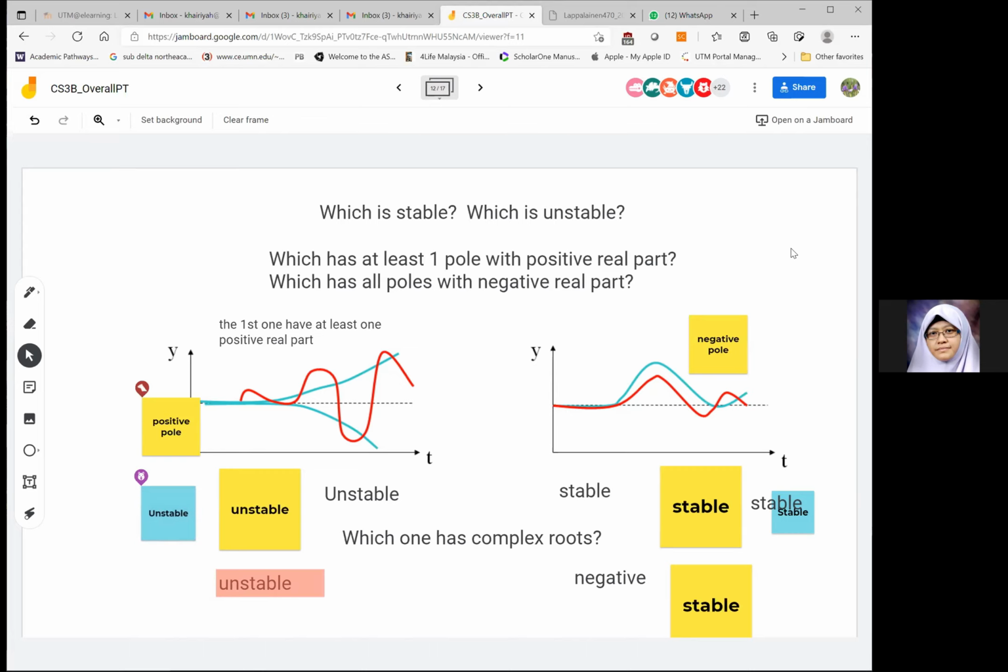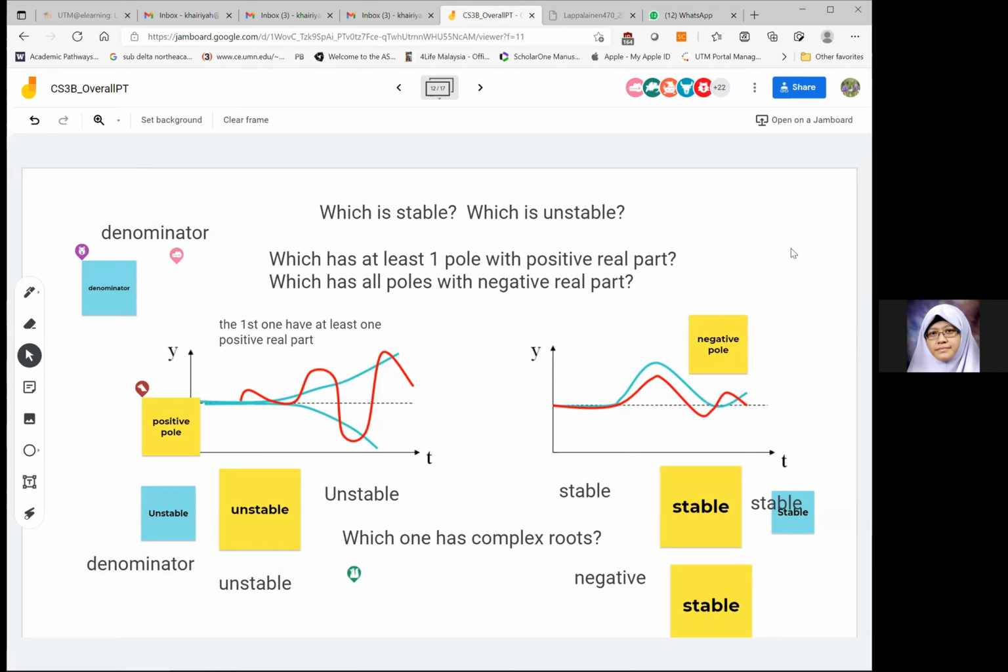Okay, unstable. Very good. Now, think about the poles. Are poles in the numerator or denominator? Poles are in the denominator. So the poles must be positive or negative for it to be stable?